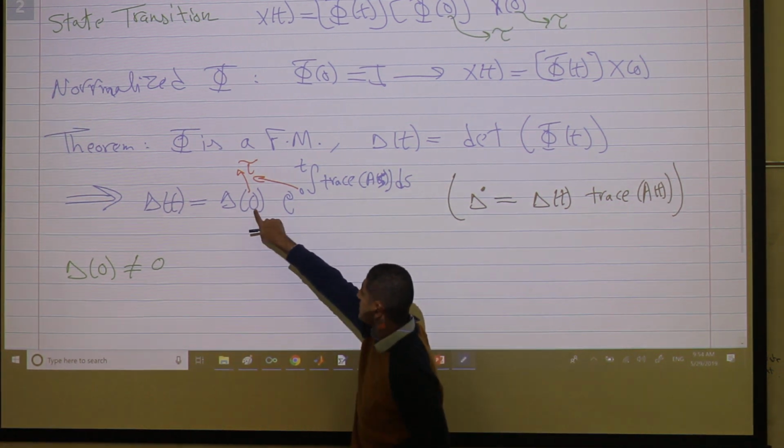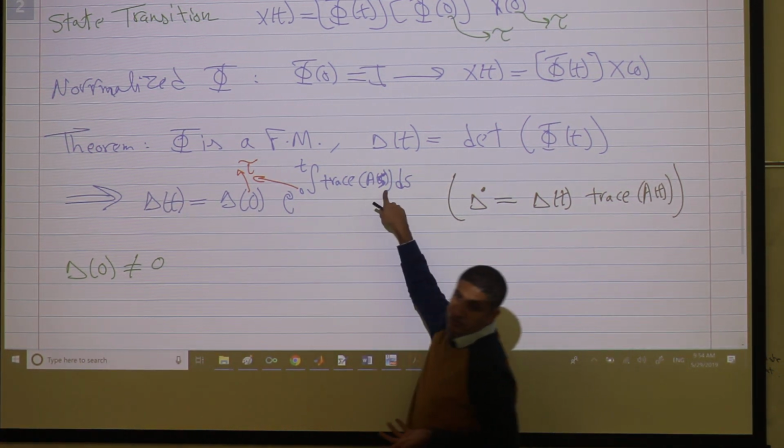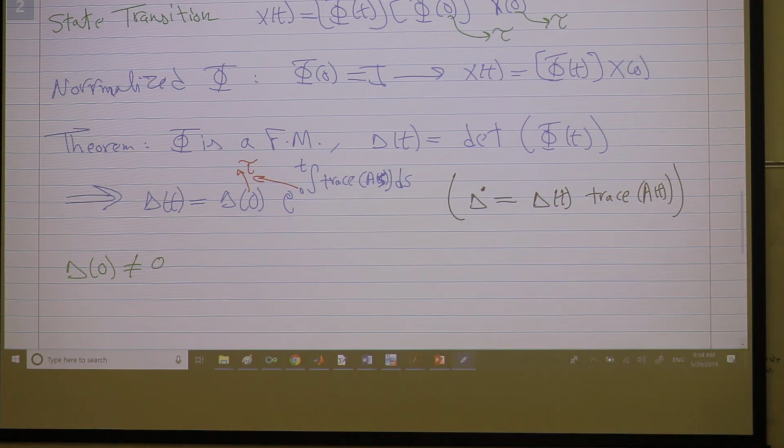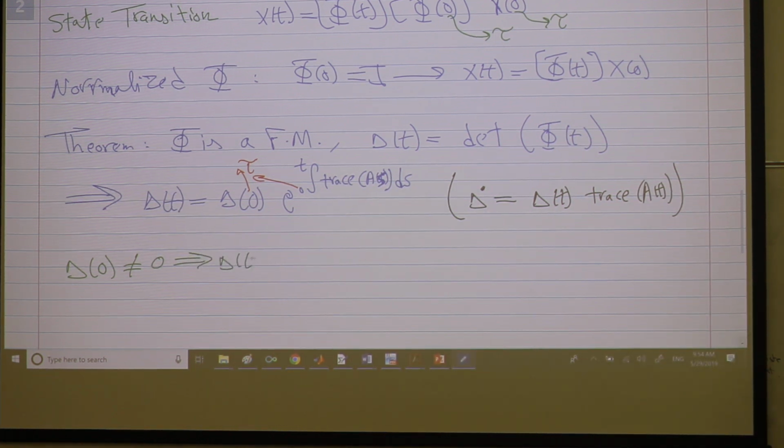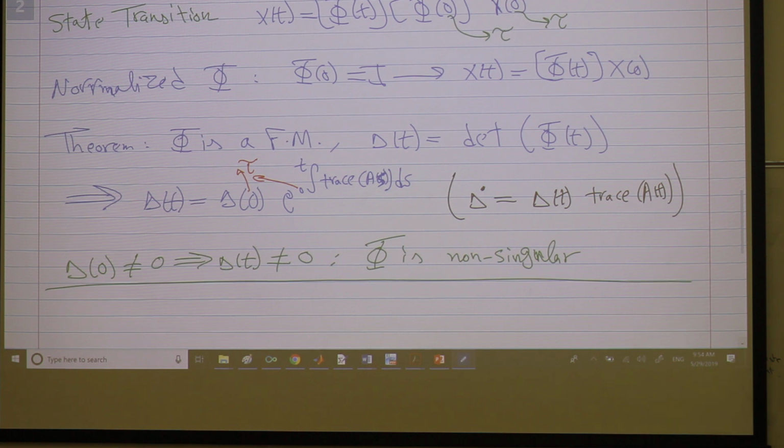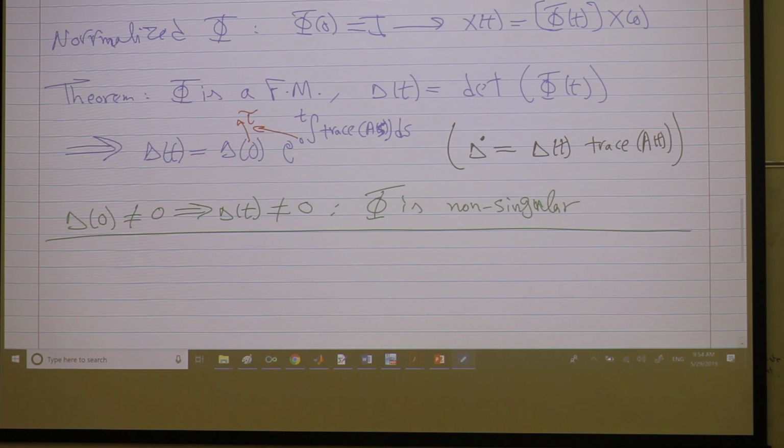Because this guy is not 0, the exponential will never be 0. So if delta of 0 is not 0, then delta at any time is also not 0, which means that phi is indeed non-singular for all time. Okay? Any question about that? So we're done with the quick review of what we should know about the fundamental matrix. Any question about that?